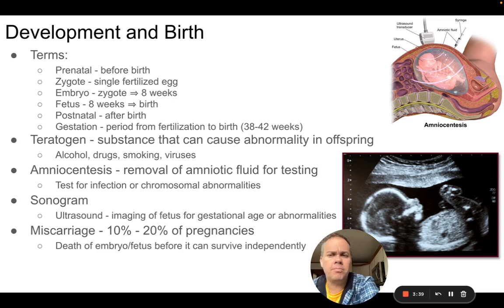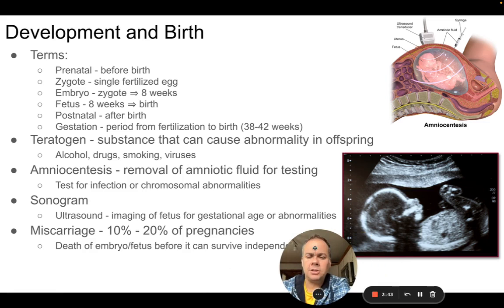A sonogram is making basically a picture of the developing fetus. You can see a sonogram picture or ultrasound picture here. They're the same thing, where they use sound waves to look at the developing fetus. Sometimes they can tell the sex of the baby. Sometimes they can tell the gestational age of that fetus, so they know when the baby will be due. These things can be diagnosed using a sonogram. And we can see a sonogram picture here.